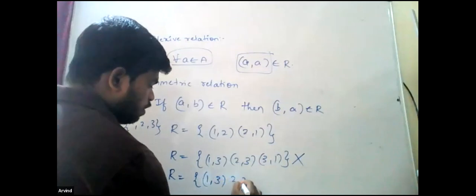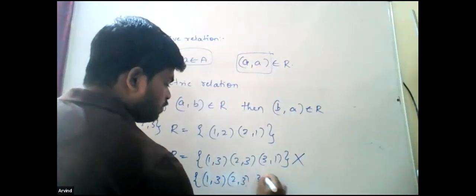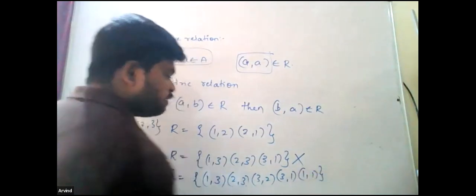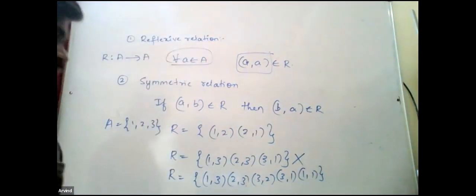Let's take another example. {(1,3),(2,3),(3,2),(3,1),(1,1)}. Is this a symmetric relation? Yes, it is symmetric.